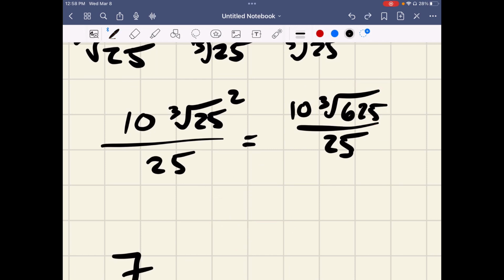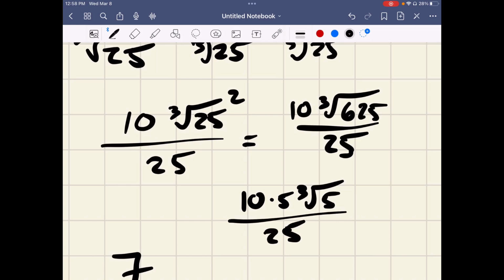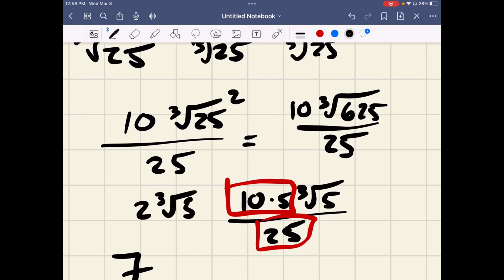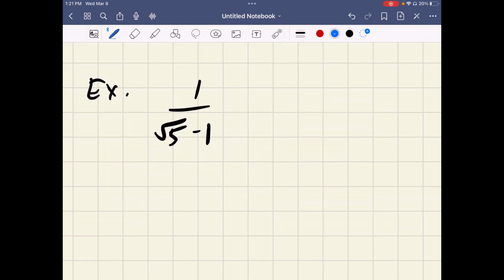So now if I rewrite that, I have 10 times 5, the cube root of 5, over 25. Now here I have 5 times 10 is 50, divided by 25 is 2. So that now simplifies to 2 times the cube root of 5. I know that was a lot and complicated, so you may want to stop, rewatch it, and see if it makes more sense the second time through.